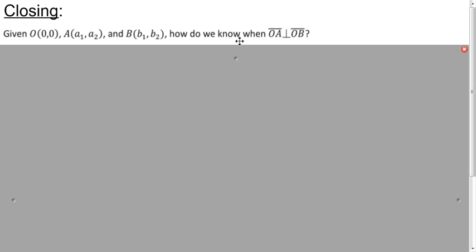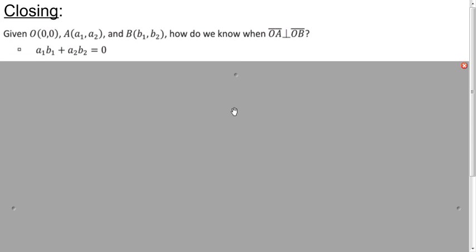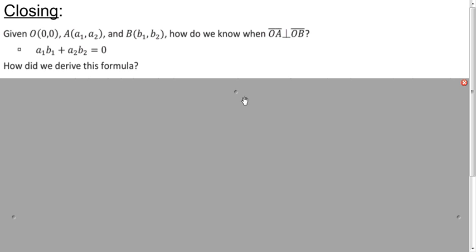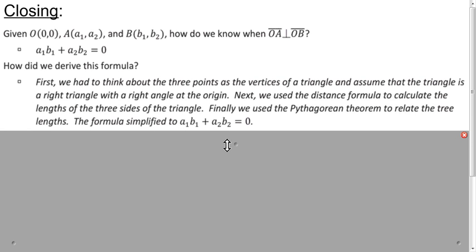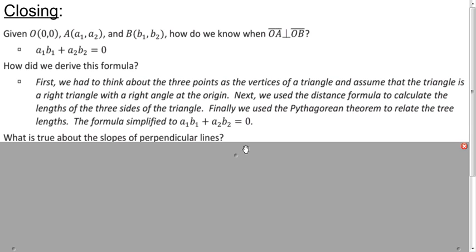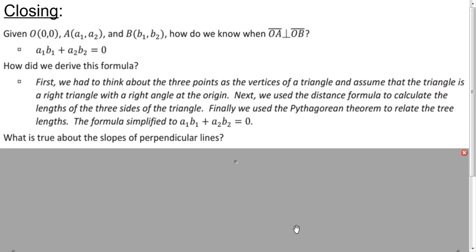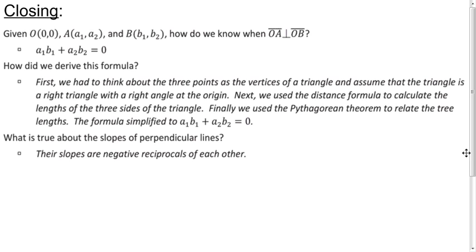So in closing, how do we know when two segments are perpendicular, when they share an endpoint at the origin? If their coordinates satisfy this equation. How do we figure out this formula? Well, we looked at a triangle that had a vertex at the origin, we used the distance formula, and the Pythagorean theorem. And what do we know about the slopes of perpendicular lines? We know that their slopes are negative reciprocals, so we proved that in this lesson.